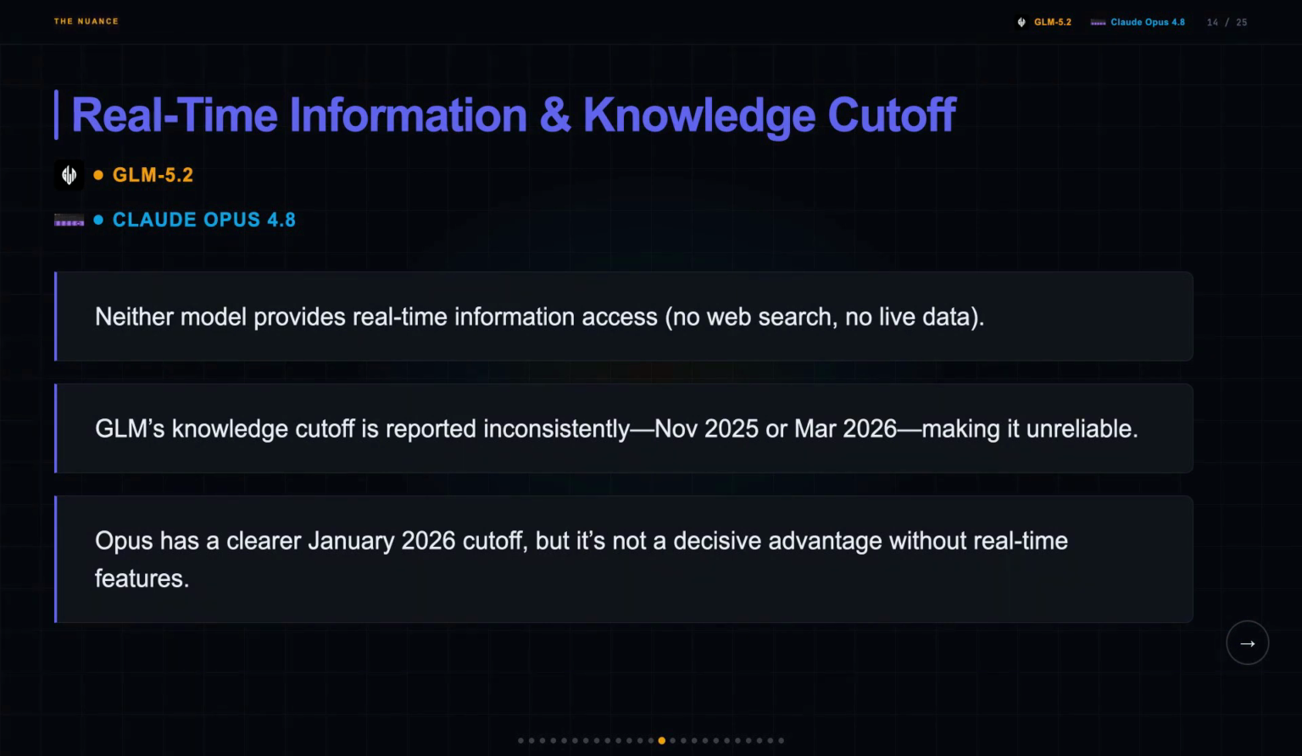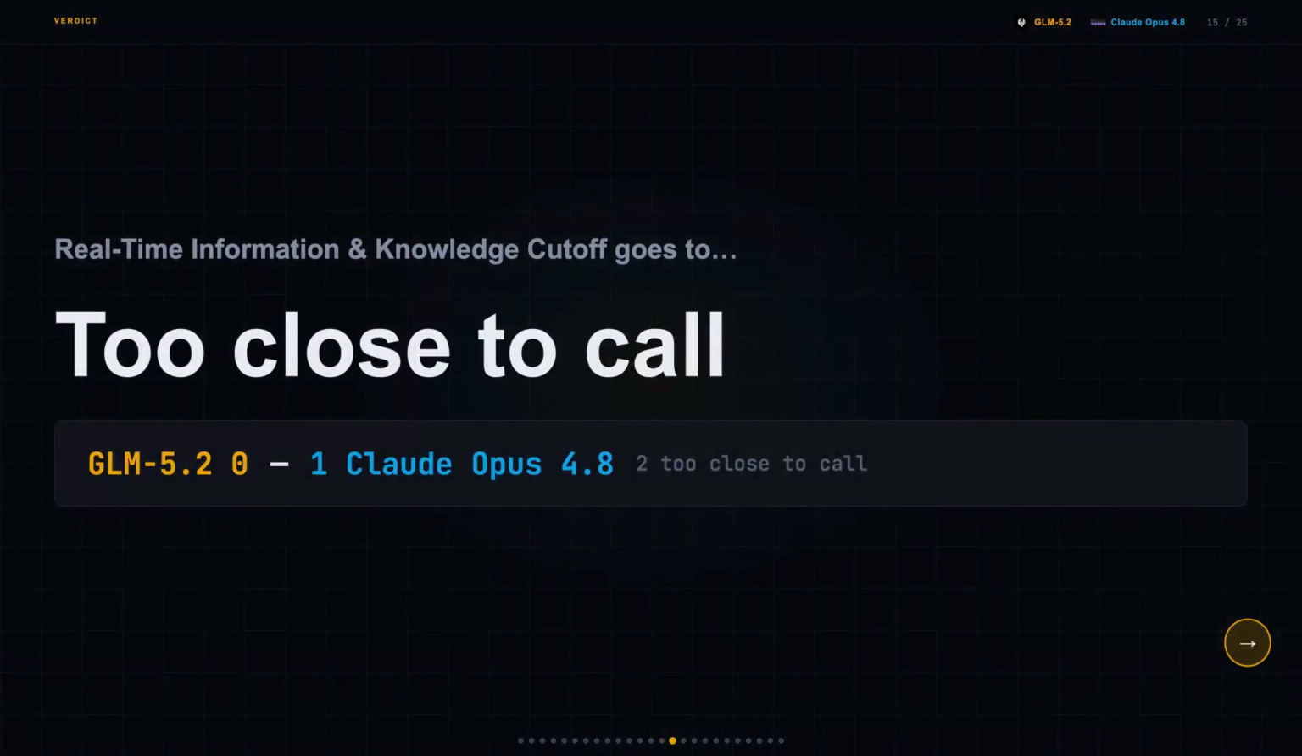And if your workflow needs current information, you're going to need to build retrieval on top of both of these models anyway. This one's a tie. I was expecting Opus's clearer cutoff to pull ahead, but since neither model has real-time access, the practical difference is pretty much zero for most workflows, and the score is now GLM 5.2 0, Claude Opus 4.8 1, 2 tied. GLM's ambiguous cutoff is a minor knock, but it doesn't change the outcome here.